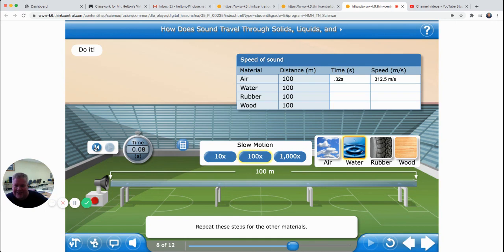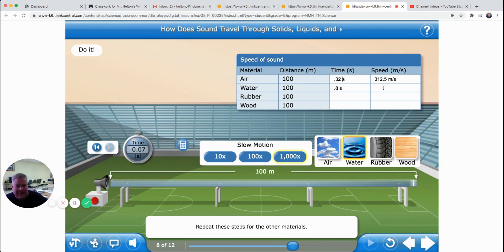Let's try it again at 100 times slower. 0.9. I'm going to do that again. I wasn't ready. Yep, 0.8. Pretty close. Let's do it 1,000 times slower. 0.7. Okay, it wasn't quite there, so we're going to say 0.8. That's quite a bit faster, isn't it? It went 0.32 seconds in air. What times 8 is 32? 4. So it's 4 times as fast through water as it is air.